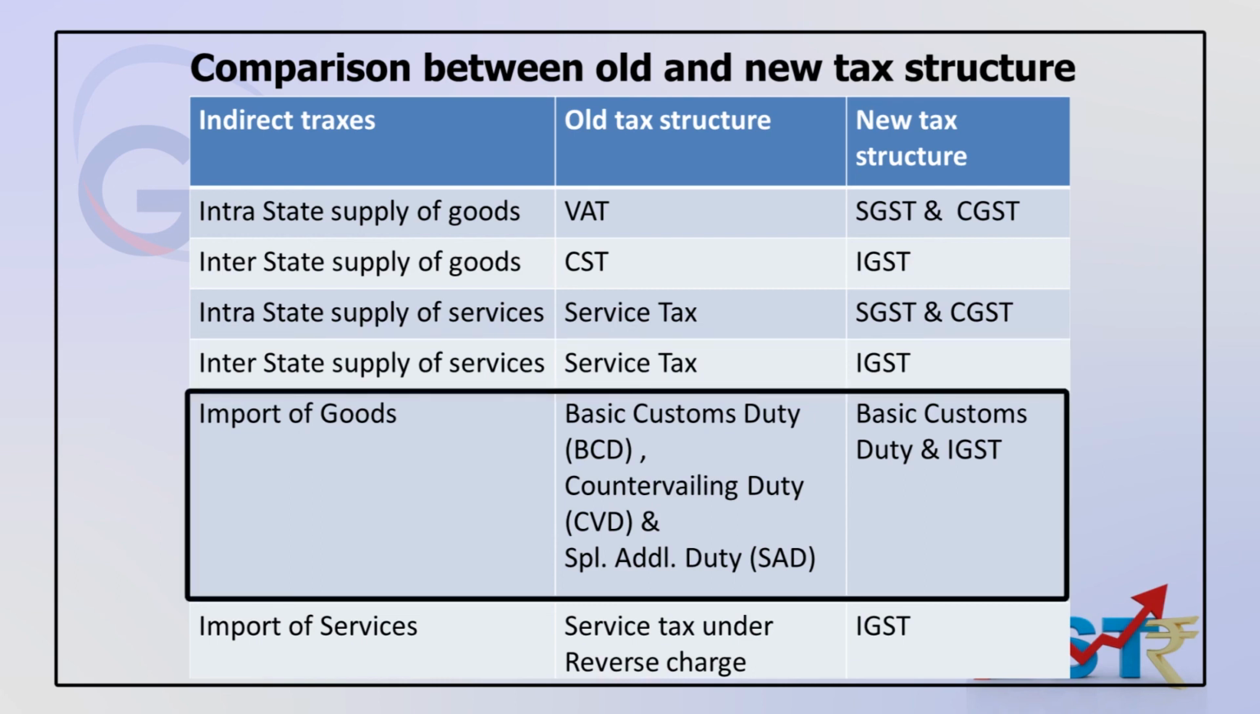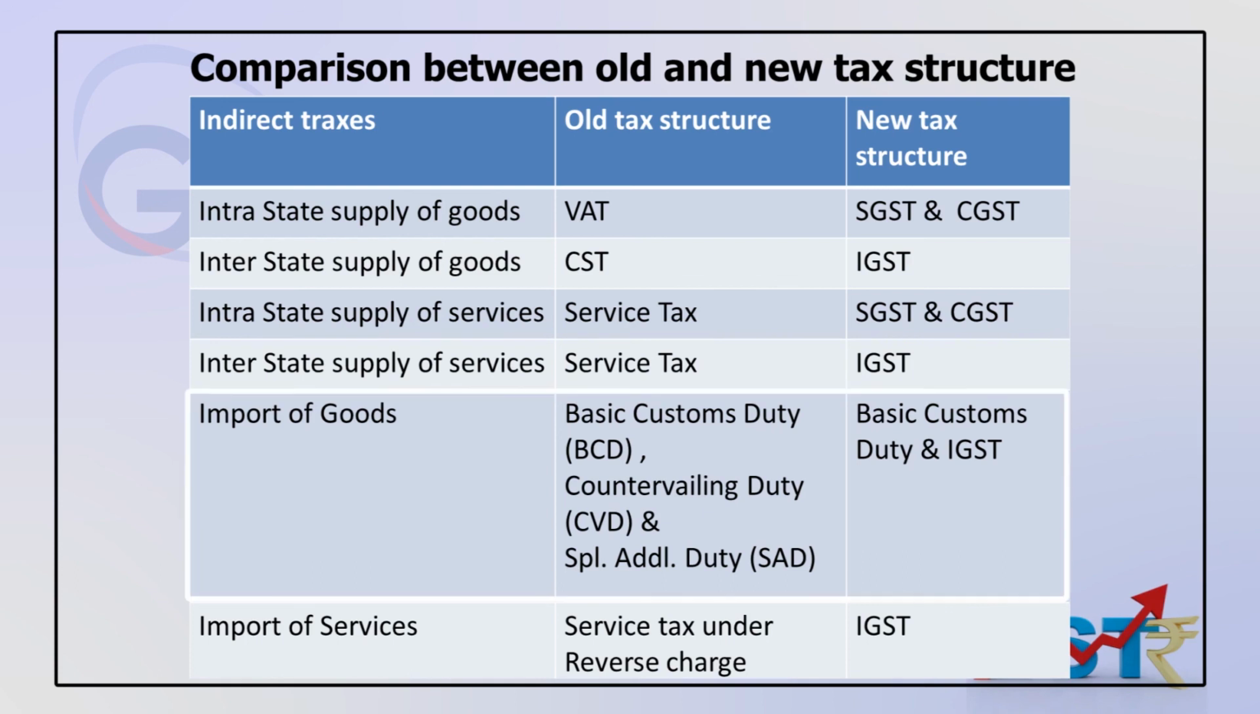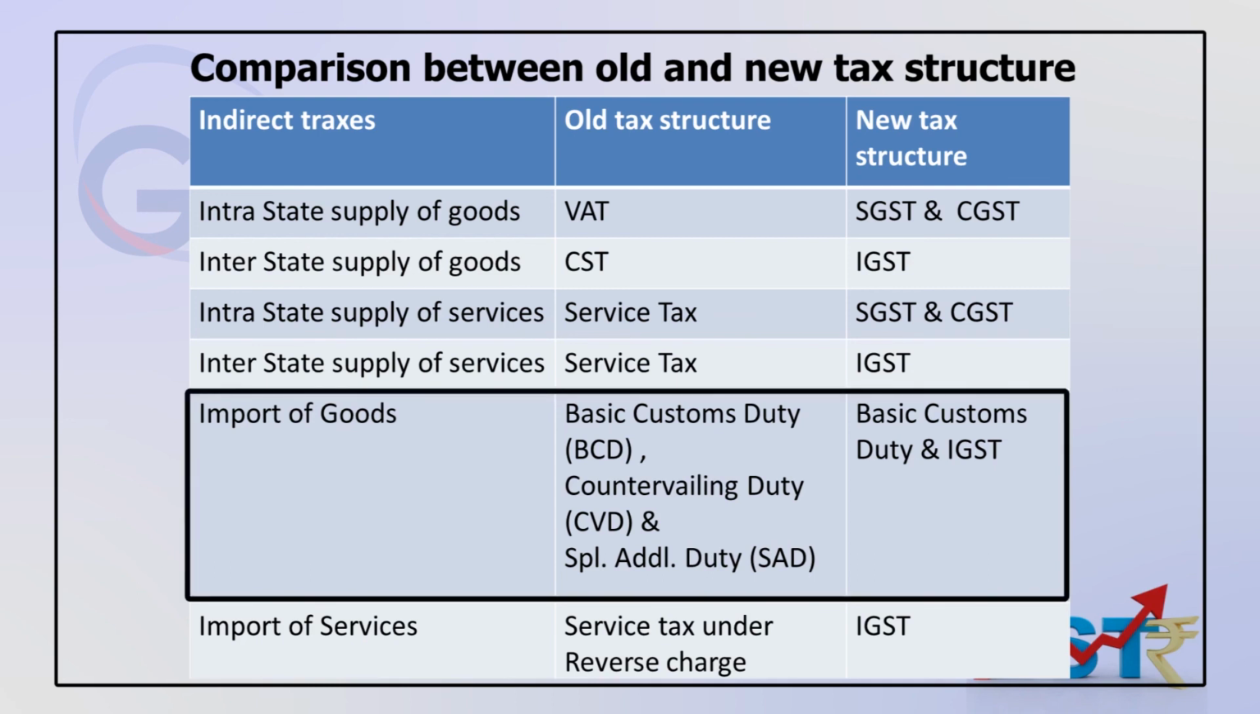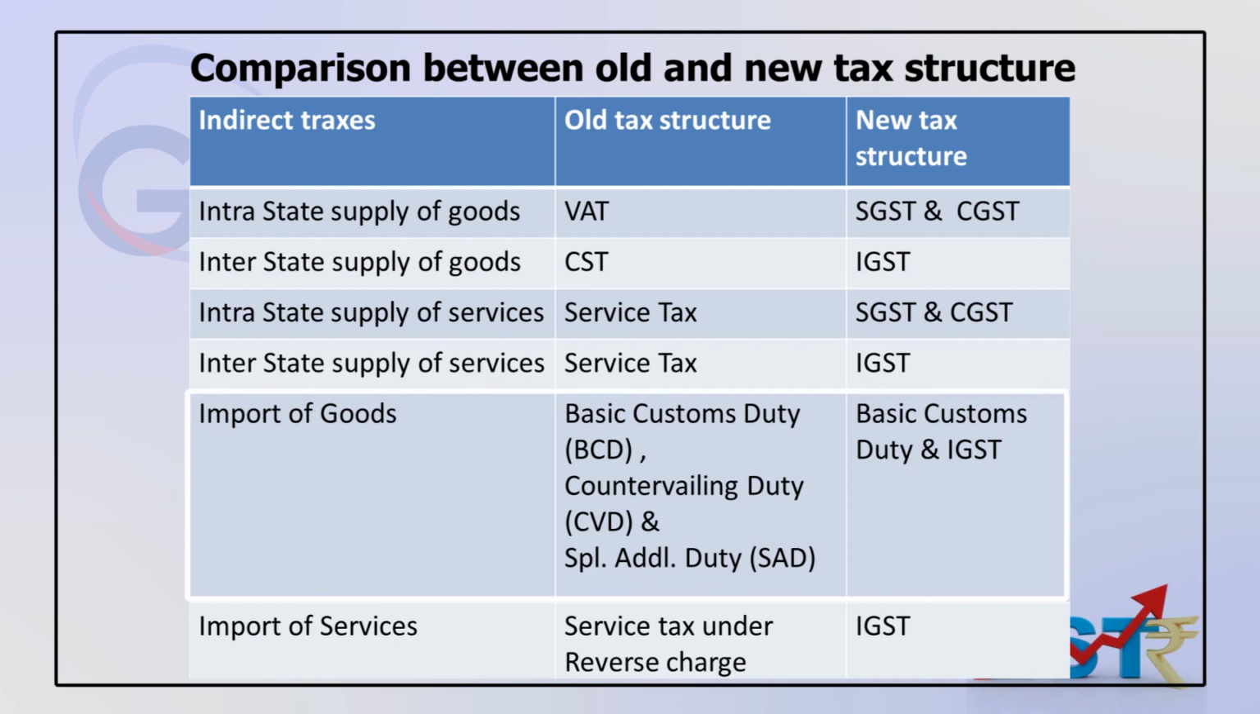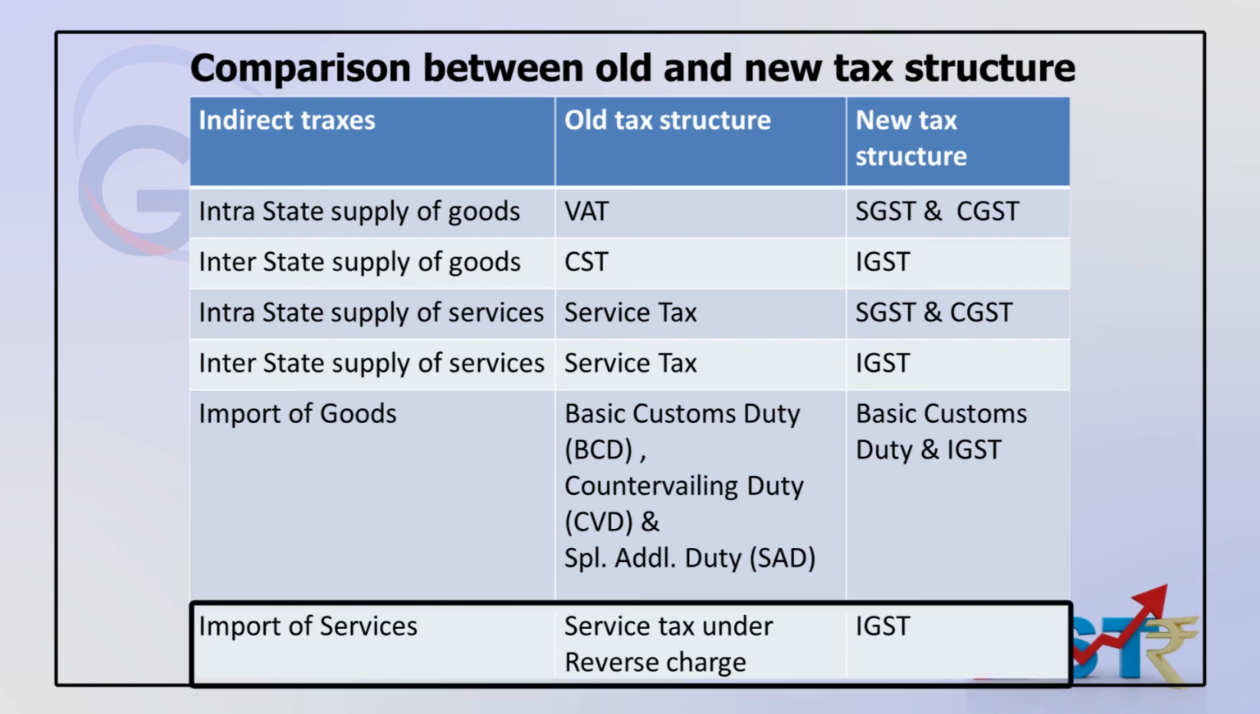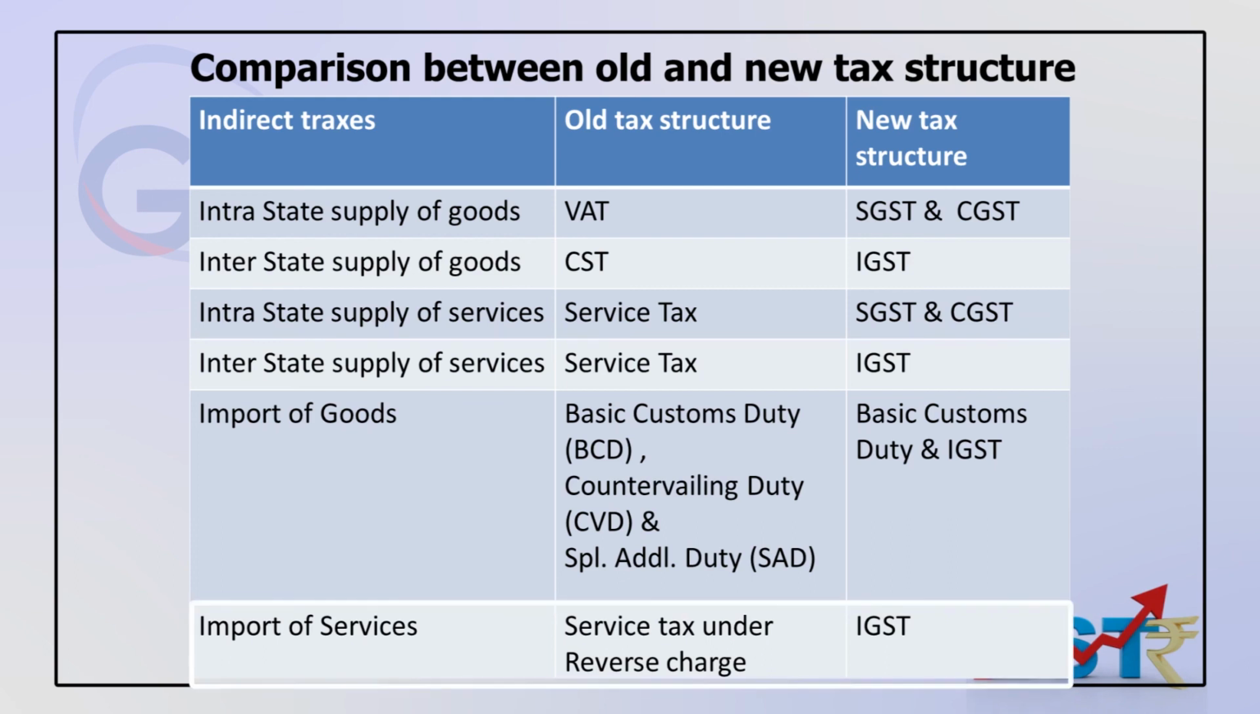Now, import of goods. Prior to introduction of GST, we had the basic customs duty, the countervailing duty and special additional duty, SAD. Now, in the GST regime, the countervailing duty and special additional duty have been subsumed. So, the remaining portion, that is the basic customs duty and IGST, is now effective. In case of import of services, what happened earlier? It was service tax with reverse charge mechanism. And in the GST regime, it is IGST.